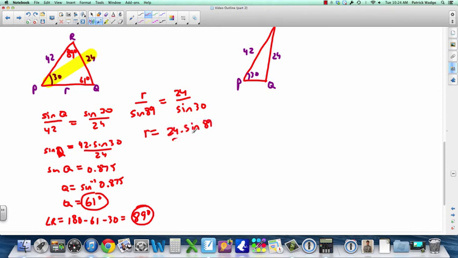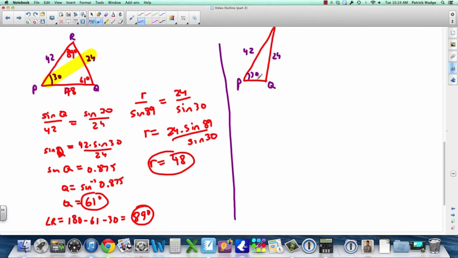Really don't like the lag, that's bothering me. Over sine 30, and if you calculate that, you will find that it's equal to 48. Okay, this side here is 48. And we're finished, but not really finished, because now we have to do the same thing again, but we have to use this triangle. Don't you hate this?